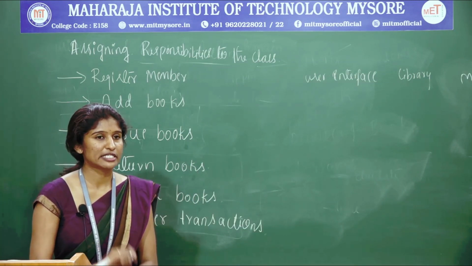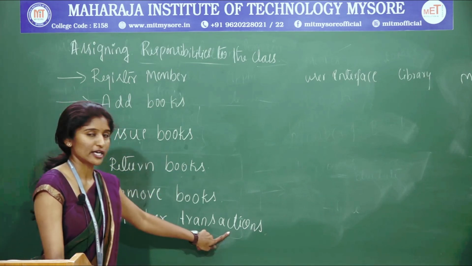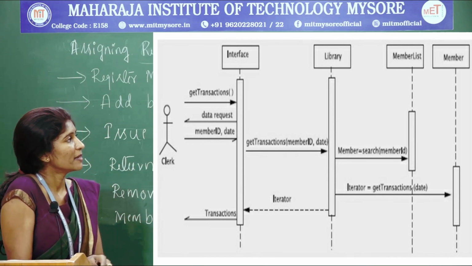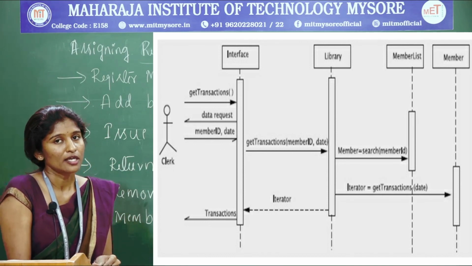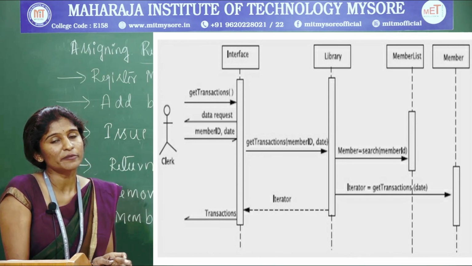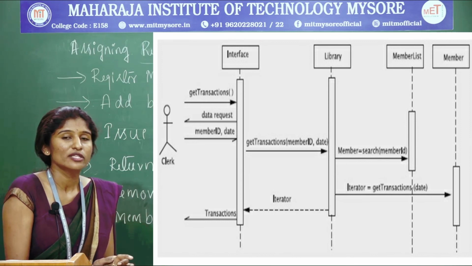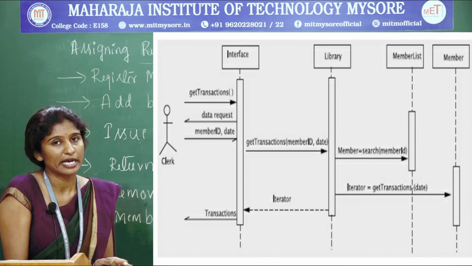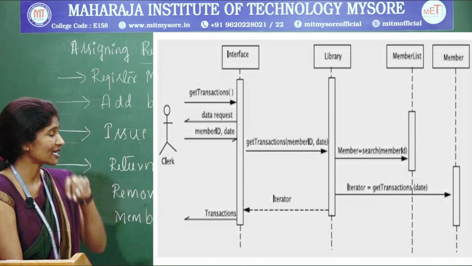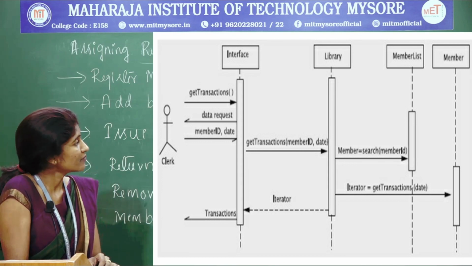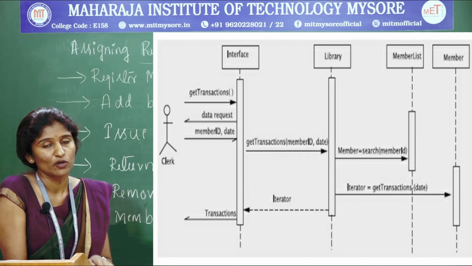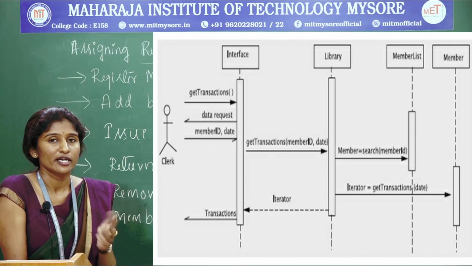The next sequence diagram is member transactions. The member transaction contains the user interface, library, member list and the member fields. Here the clerk is going to request the transaction details to be printed from the system. Now the system is going to ask for the member ID and the date from which we need to take the transaction printout. Then the clerk is going to enter the member ID. After entering the member ID, he enters the date also, from which date the printout is to be taken.